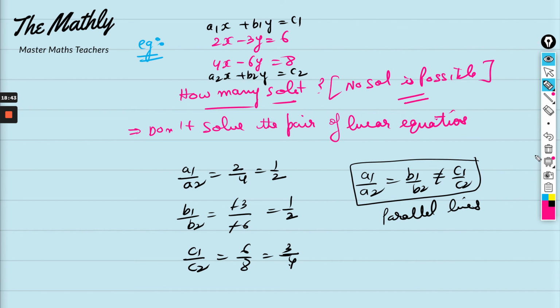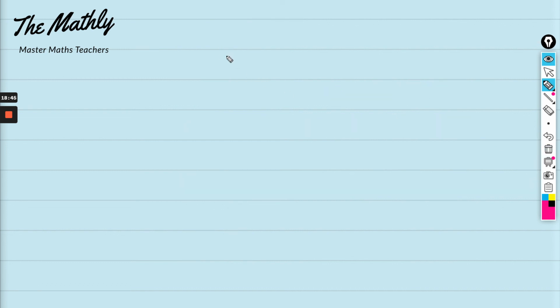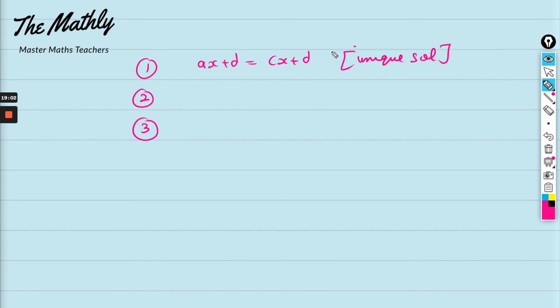Now let's discuss the last concept for the day, that is the format. Let's suppose first format, second format, and third format. The first format says that if ax plus b is equal to cx plus d, we'll have a unique solution. Please, I'm telling you once again, these types of formats are many times asked in SAT.